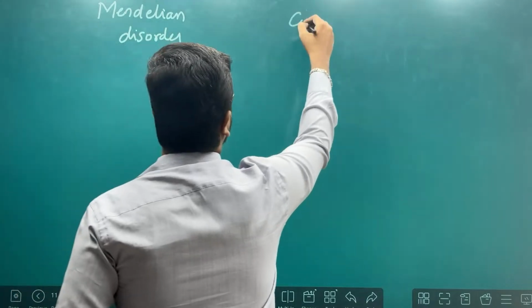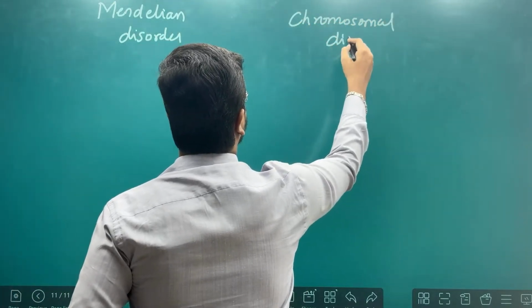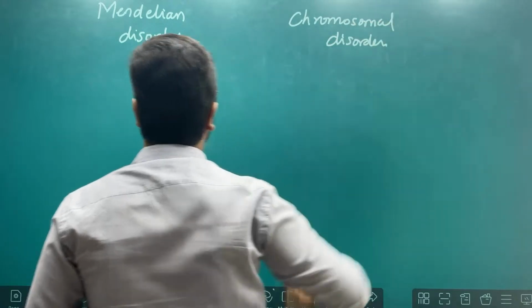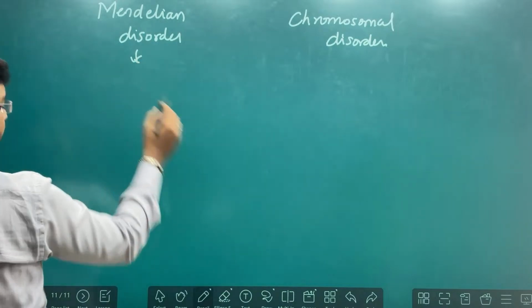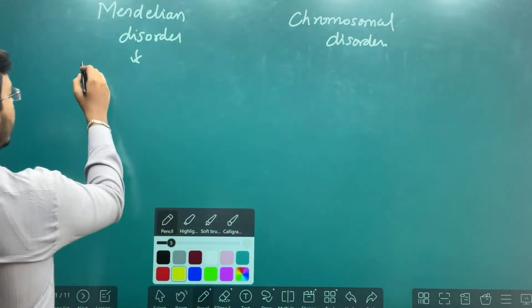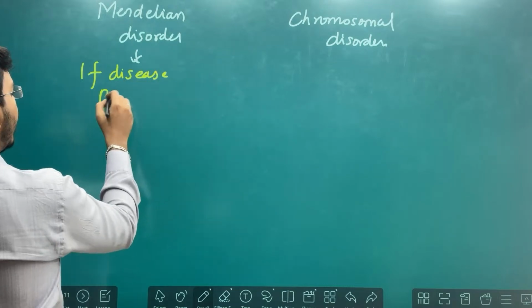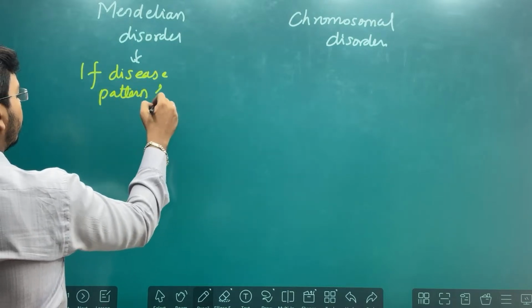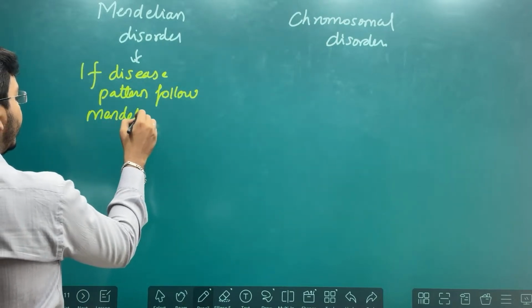Another one is chromosomal disorder. One is Mendelian disorder, another is chromosomal disorder. Okay, what did I say about Mendelian disorder? What is Mendelian disorder? If the disease pattern follows Mendelian inheritance.